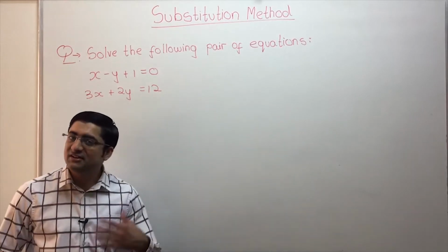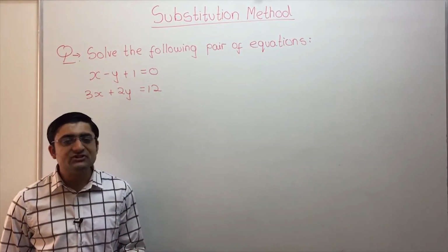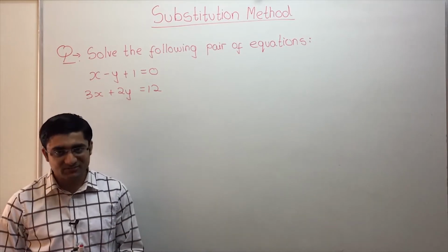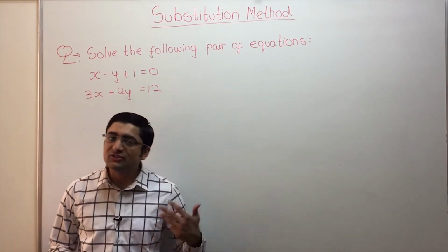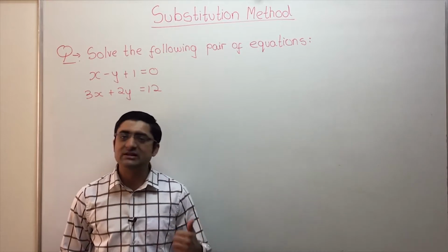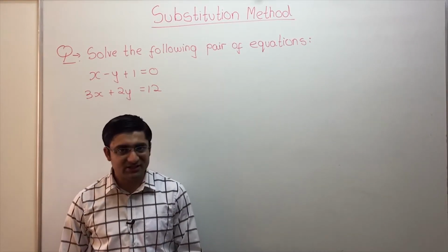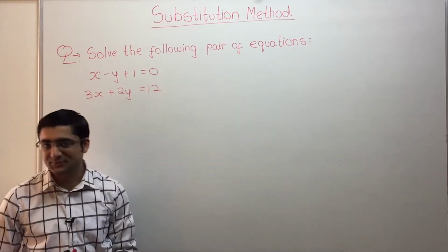So previously we've learned the graphical method of solving a system of equations. Now in this section we're going to learn the algebraic methods by which we can solve a system of equations. Recall I told you there are three algebraic methods we can use. One is the substitution method, one is the elimination method, and one is the cross multiplication method. Let's first begin with the substitution method.